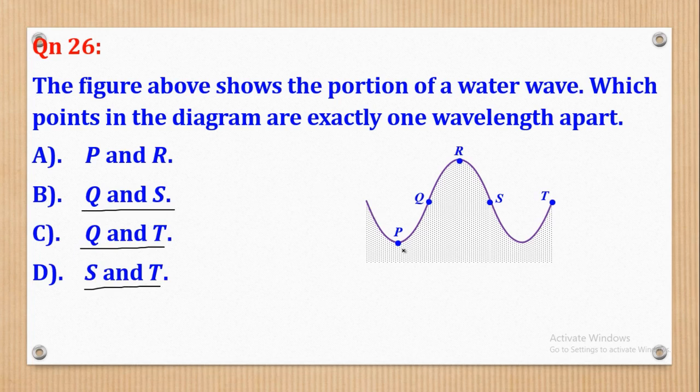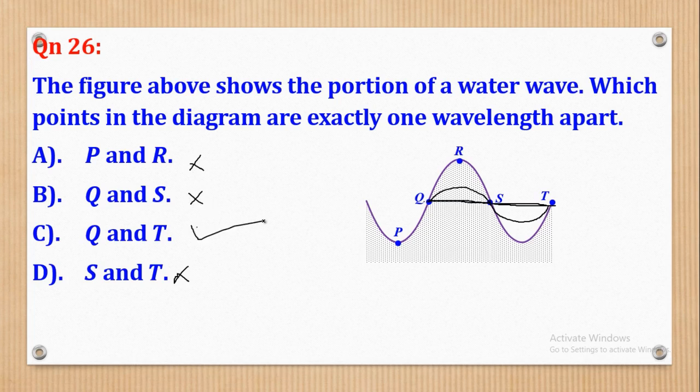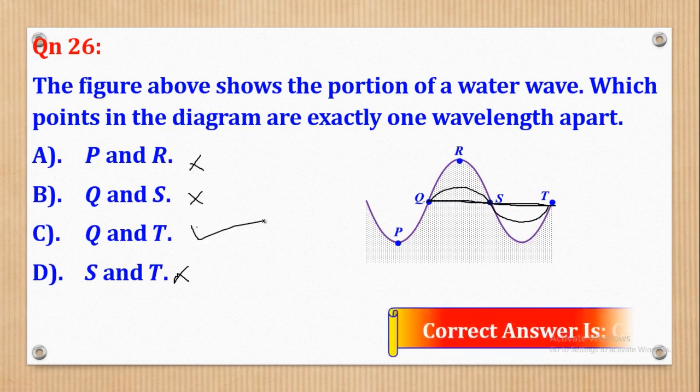So P and R, we have already seen, is not okay. It is inclined. Then Q and S, it is not okay because that is just half a wavelength. Then option C is Q and T. Q and T, that is okay because it is now one full wavelength. From here to T is half, then from here to T is another half to give you one wavelength. Option D, S and T is not okay because ST is also half a wavelength. Therefore, this is not okay, this is not okay, this is not okay, and this is okay. So we shall conclude that the correct answer is C.